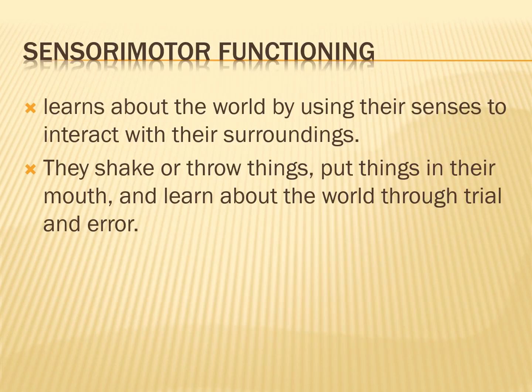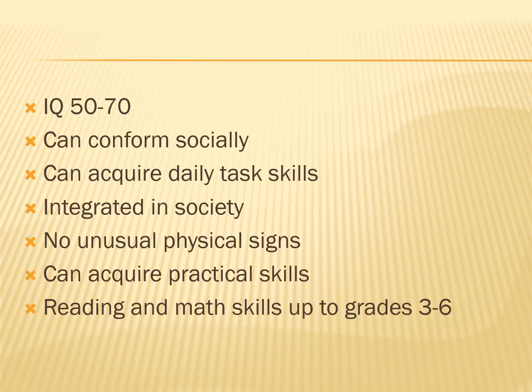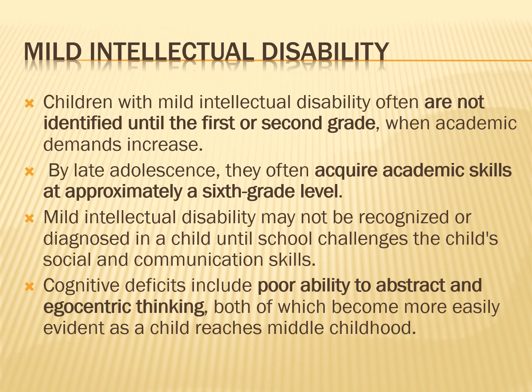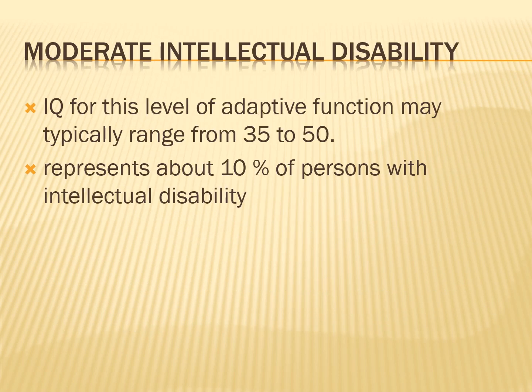They learn about the world by using the senses. They shake or throw things like any other normal child. They conform to societal rules and norms. They can take care of themselves. They can carry out their daily tasks as appropriately as anybody else. Usually no unusual physical signs are seen. They can acquire practical skills, even reading and mathematical skills up to the 3rd to 6th grade. But after that, the more important thing that differentiates them is that they have poor ability for abstract thinking and they have egocentric thinking.